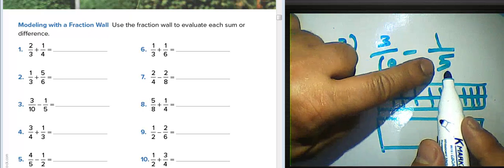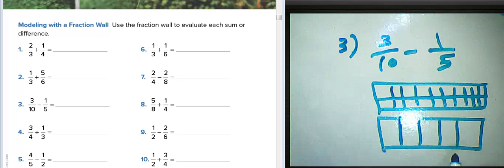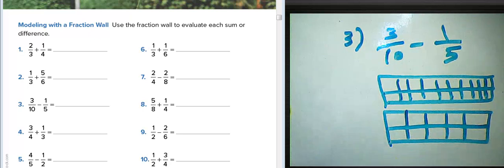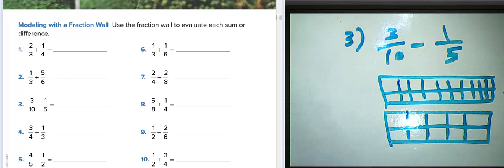For 1 over 5, we must draw 5 parts: 1, 2, 3, 4, 5. And then we can write a horizontal line here. Okay, and then what about 3 over 10 and 1 over 5? Ask yourself about the least common multiple. The least common multiple between 10 and 5 is 10.